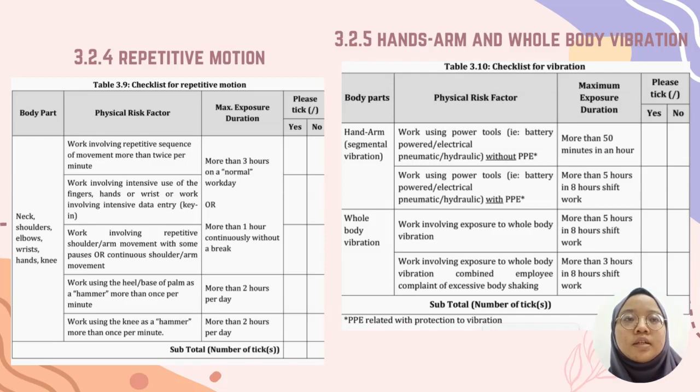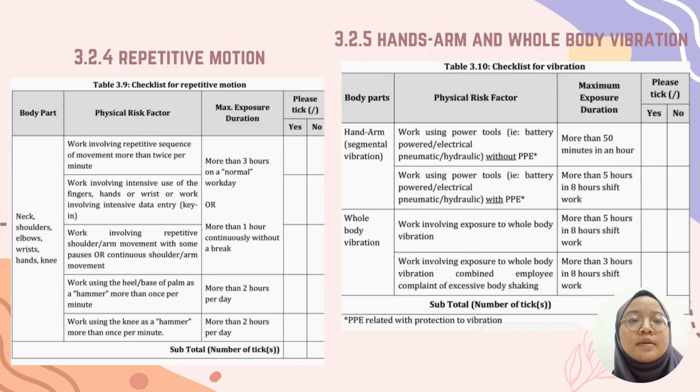There is also an assessment on hands, arm and whole body vibration. For hand-arm vibration, the physical risk factor would be work using power tools, i.e. battery powered or electrical, pneumatic or hydraulic without PPE. The maximum exposure duration would be not more than 50 minutes in an hour, or not more than 5 hours in 8 hours shift work.